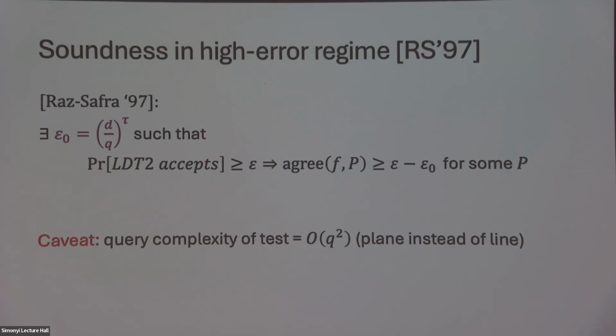And it came at a cost. It came at the cost of querying a plane instead of a line. That is, you had to query Q squared points instead of just Q points. You increase the query complexity from Q to Q squared, and you are able to get Q to be Omega of d. Both these results, the Arora-Sudan and Raz-Safra results, were used to construct PCPs with extremely good error, and these were instrumental to construct PCPs in the late 90s.